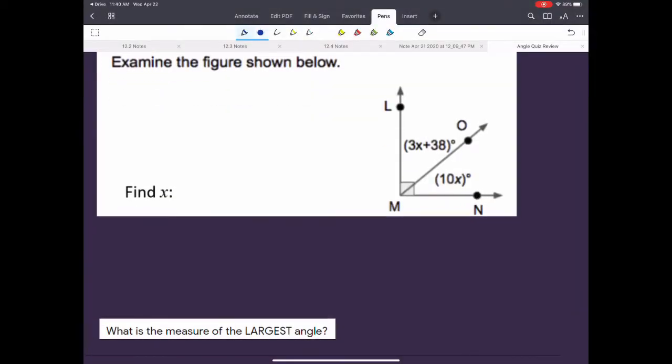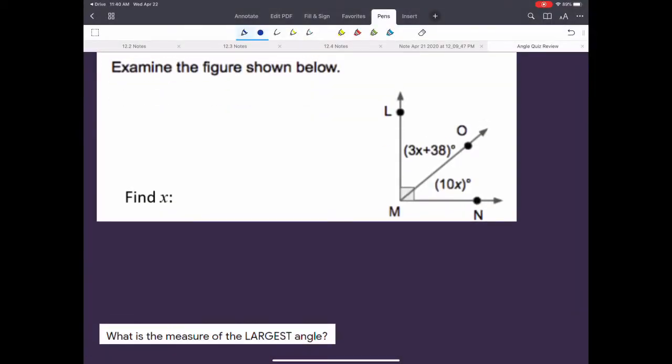Okay, and this next one here, we've got two angles that are complementary.